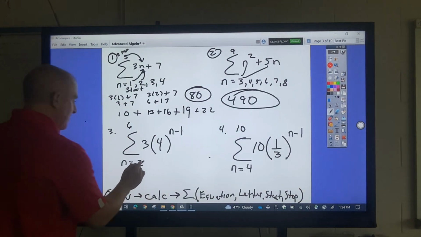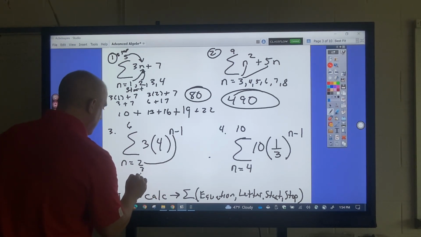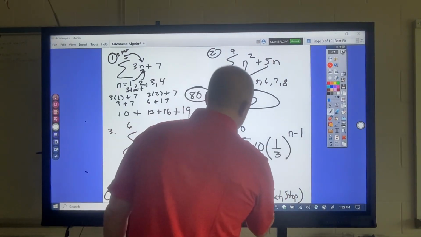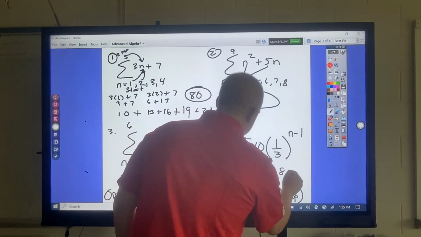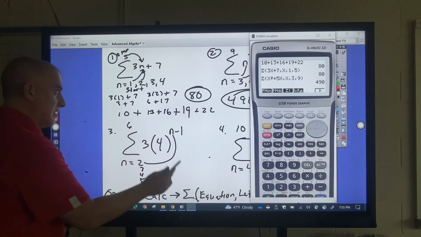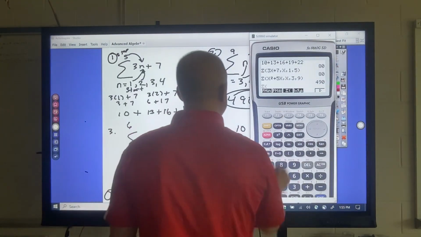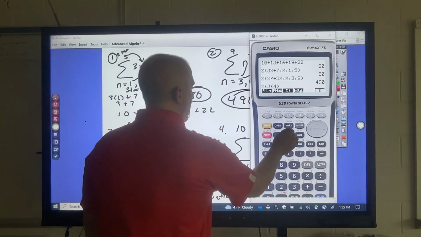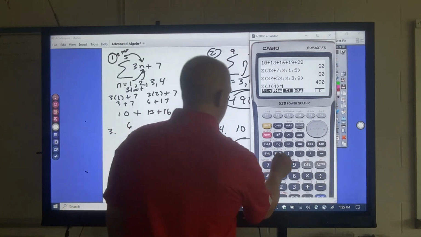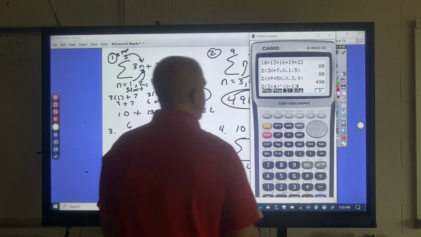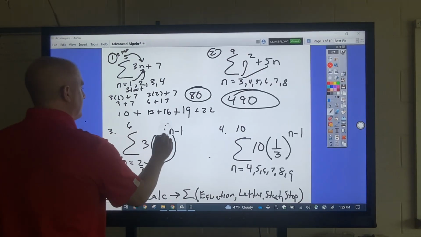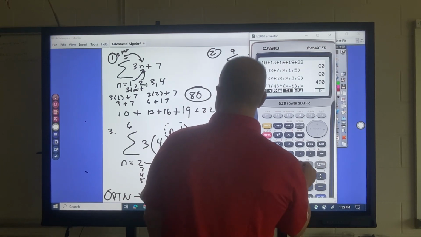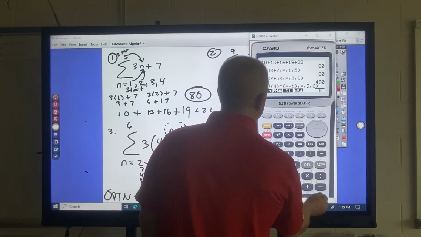This one, same deal. I'm taking 2, then 3, then 4, then 5, finishing with 6. This one I'm doing 4, then 5, then 6, then 7, then 8, then 9, finishing with 10. Now let's talk about how you would type this one in. I would do E, 3 parentheses, 4 parentheses. Now, I'm going to do exponent. When you do an exponent, and this is what you have to make note of, you got to put parentheses around this or it's not going to calculate correctly. Comma, I'm using X, comma, I'm starting with 2, comma, I'm finishing with 6.